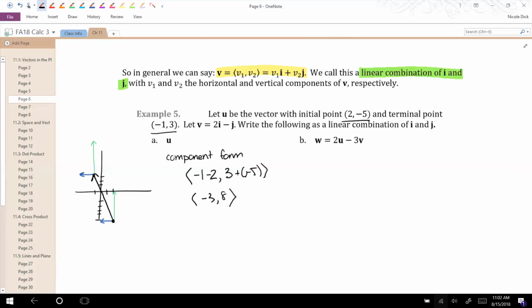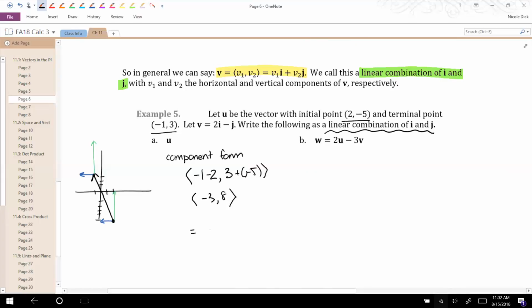Now the linear combination of i and j. How can I write this as that linear combination of those standard vectors? What would it look like? For the same vector, still working with vector u, I want to write that as a linear combination of i and j.